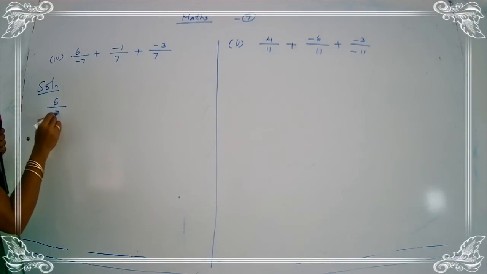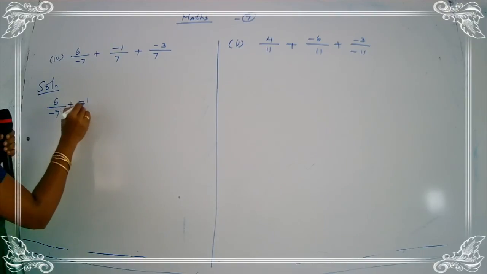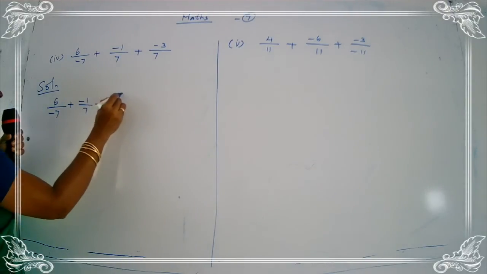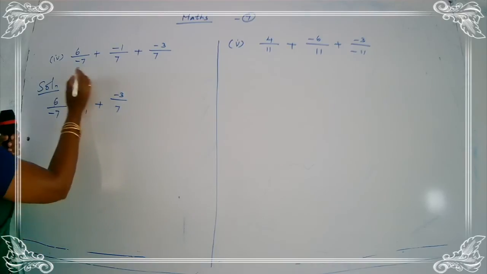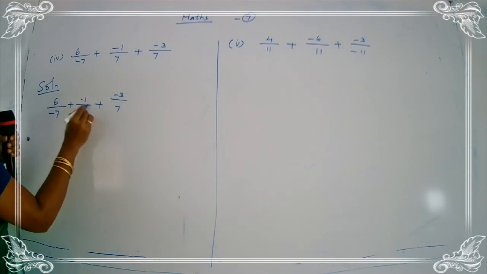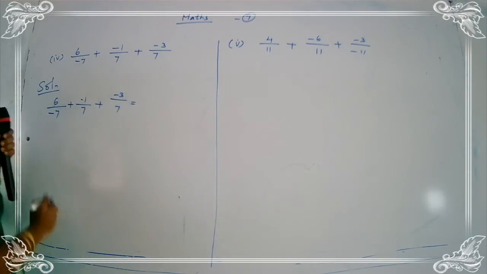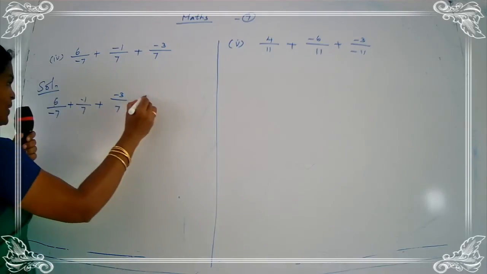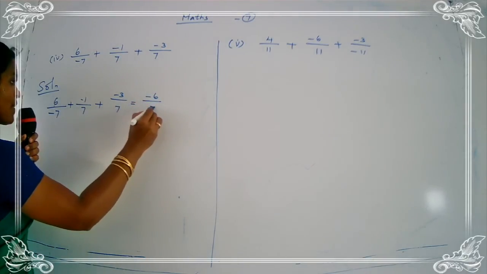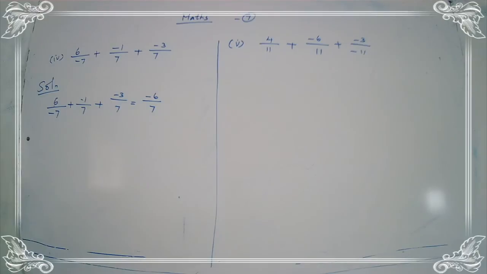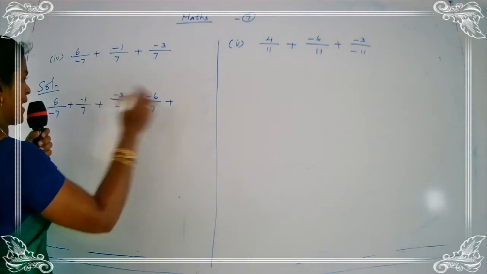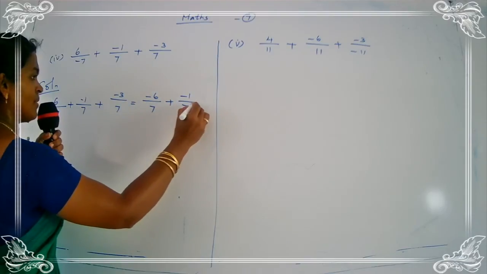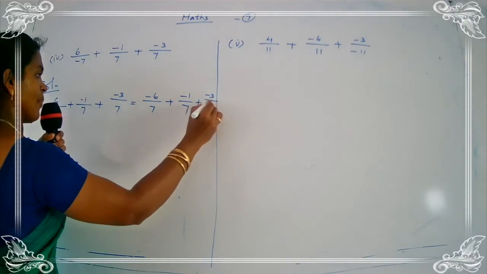So, first you write the question. 6 upon minus 7 plus minus 1 upon 7 plus minus 3 upon 7. Okay. This is the question. Equal to 6 upon minus 7. Write in standard form. So, 6 upon minus 7 can be written as minus 6 upon 7. Yes or no, children? Yes. Plus minus 1 upon 7 plus minus 3 upon 7.